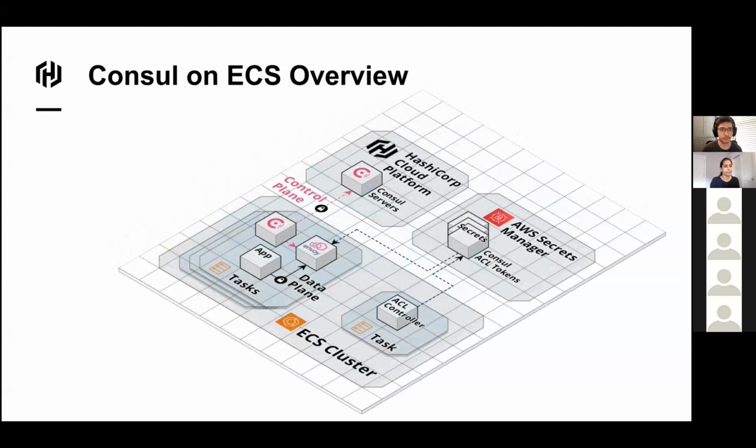So this is what it looks like to run service mesh applications on ECS today. You have your application running in a task, which consists of a few containers: your application container, your Consul client container, and your Envoy proxy. Separately, you have an ACL controller. Basically, this is responsible for provisioning the Consul ACL tokens that tasks need to authorize themselves and register with the Consul server when they start up.